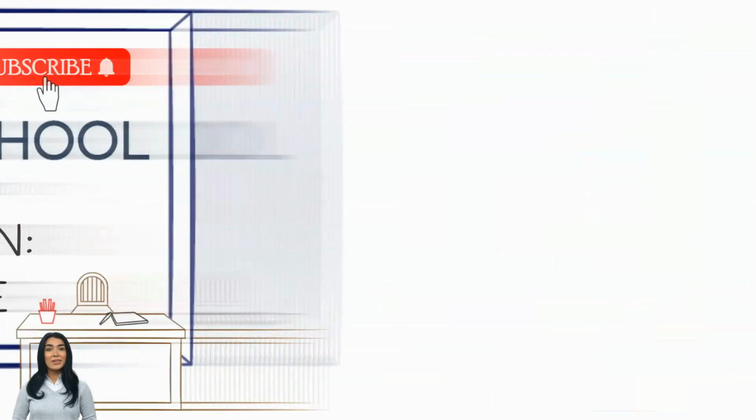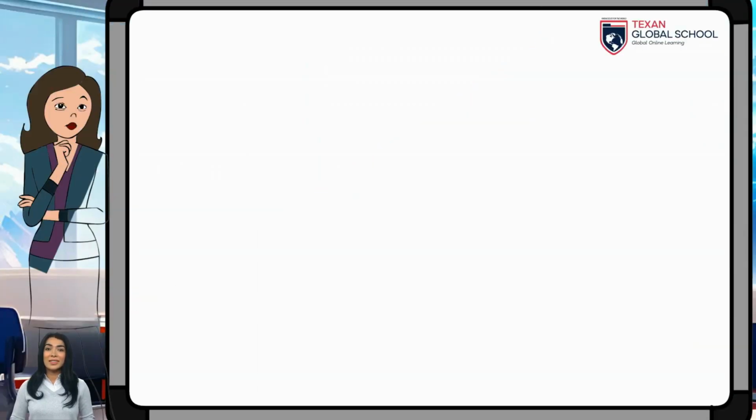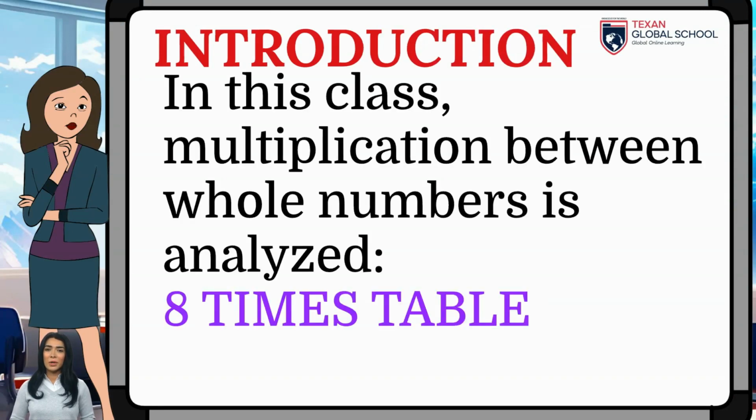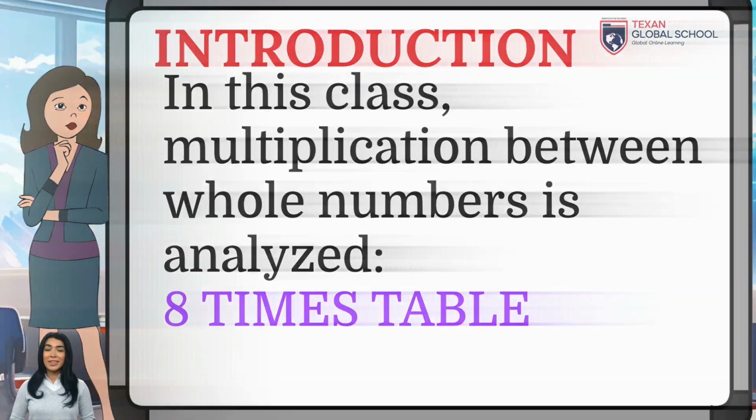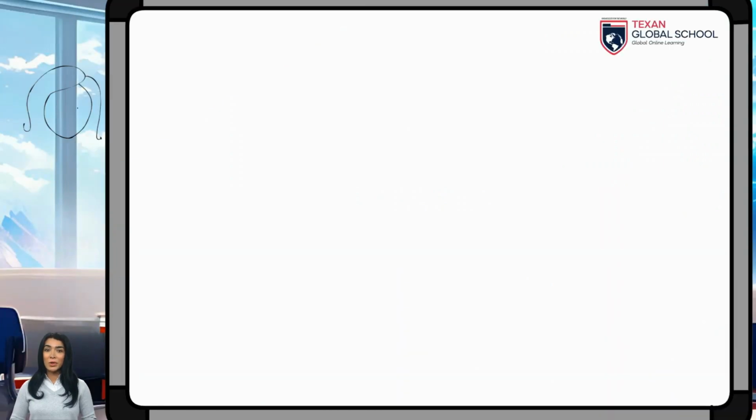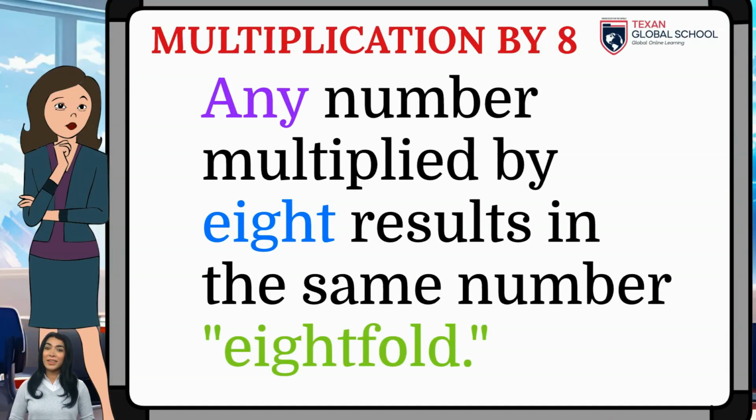In this class, the multiplication of whole numbers is analyzed, specifically multiplying by 8. Remember that multiplication is repeated addition. This means that multiplying implies adding one of them, the number of times of the other. Any number multiplied by 8 results in the same number eightfold.